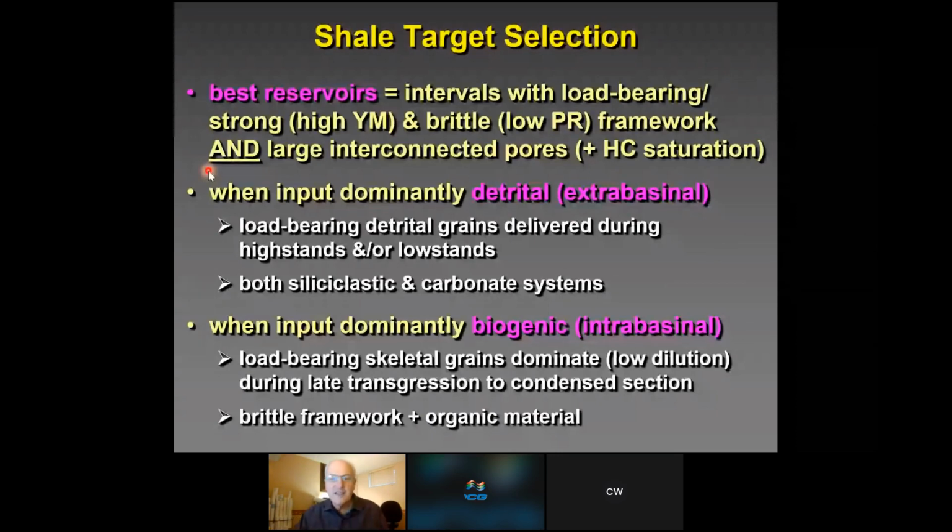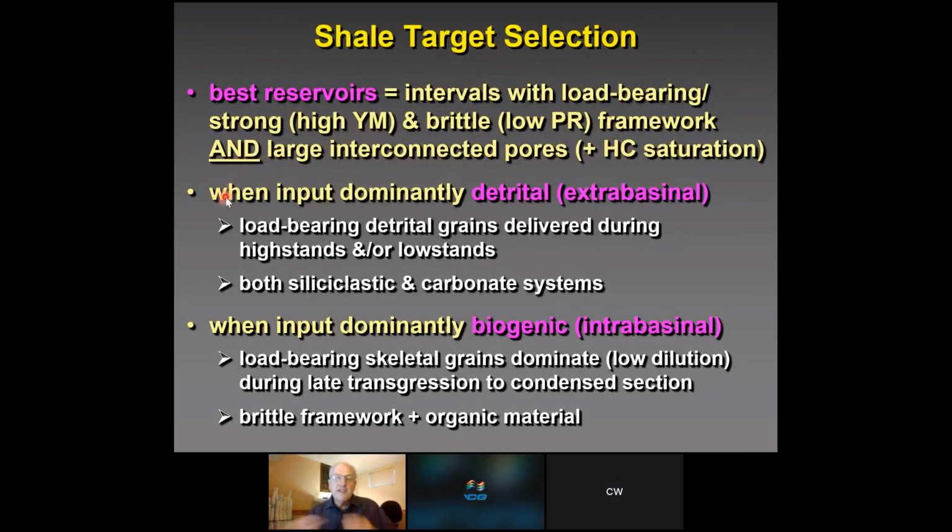So now let's look at the sequence stratigraphic framework. Where would you be targeting the best reservoirs? And what would be the properties of those best reservoirs? So I put this together. I think the best shale reservoirs have intervals that are load-bearing or strong, with high Young's modulus, and are brittle, with low Poisson's ratio. And they've got to have large interconnected pores. And of course, hydrocarbon saturation.